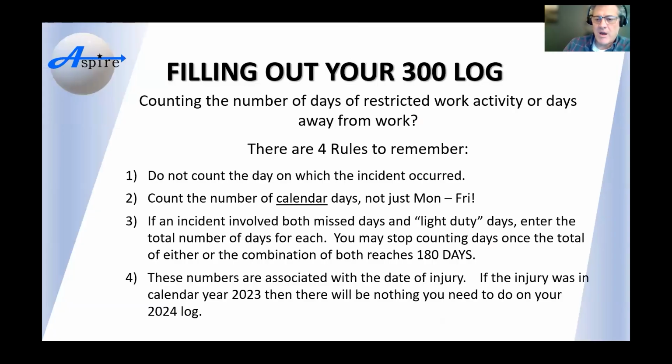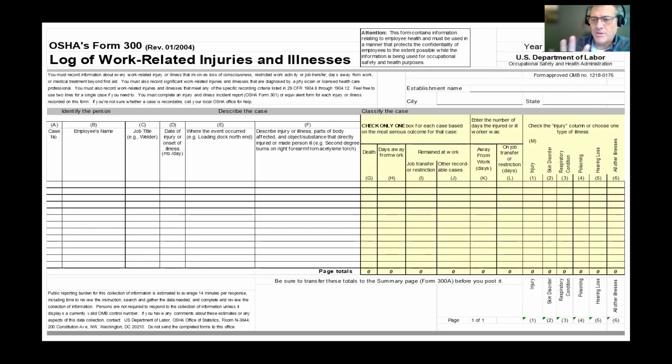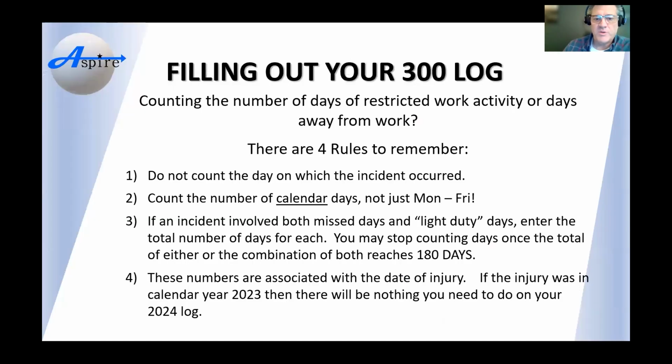Okay, when we're talking about columns K and L, there's 4 rules to remember. We already talked about the first one, which is you do not count the day of the incident, regardless of when it happened during the day. If they get hurt at 8 o'clock in the morning or 5 o'clock in the afternoon, doesn't matter. We don't start counting either days missed or restricted work activity, light duty days, until the next scheduled shift. Okay, and I use that term next scheduled shift for a reason, because if my injury happened on a Friday and I'm not scheduled until the next Monday, I didn't miss any days.